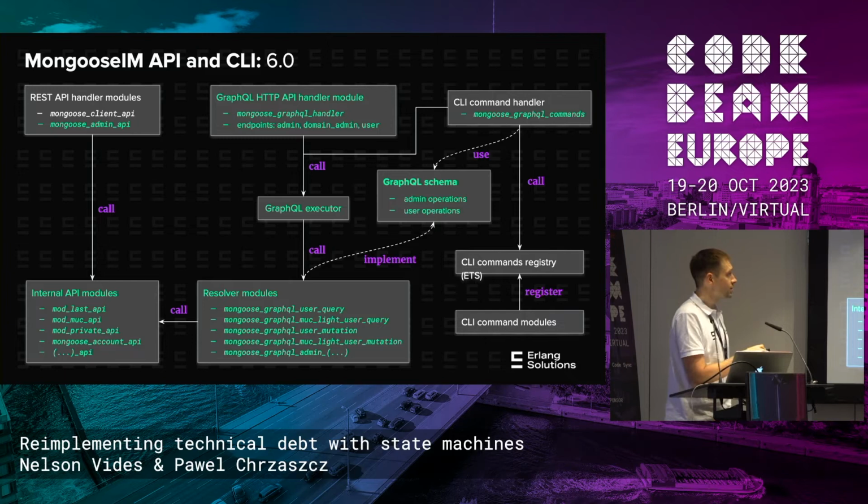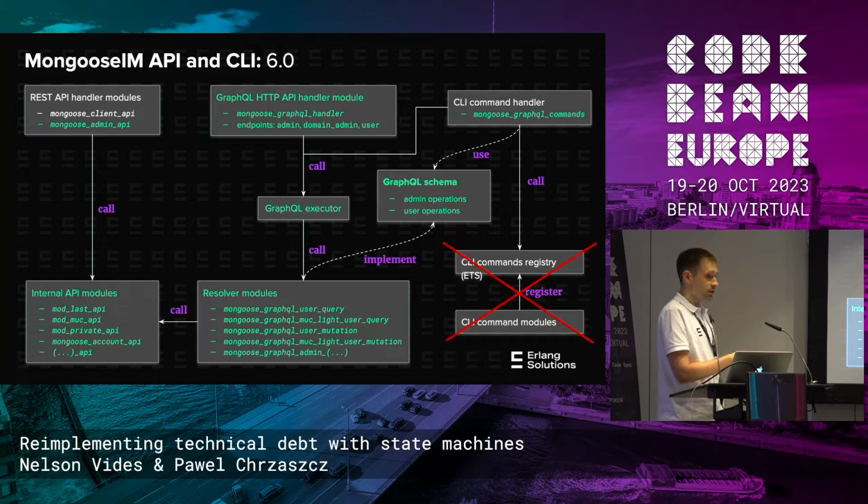And the GraphQL schema is the central point, the single source of truth, and defines all the operations that are used by the command line interface and the GraphQL handlers, and the resolver modules are also using the internal API modules that we've already used. So that's code reuse at work. Yeah, it's much better than before.